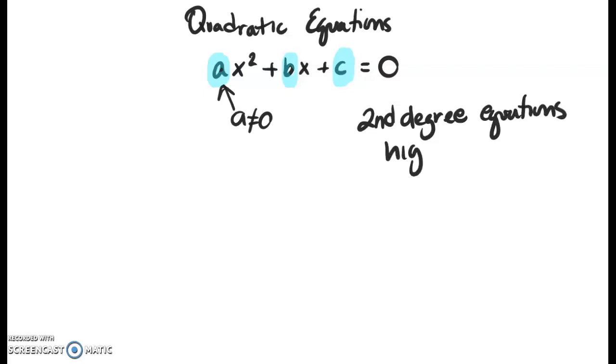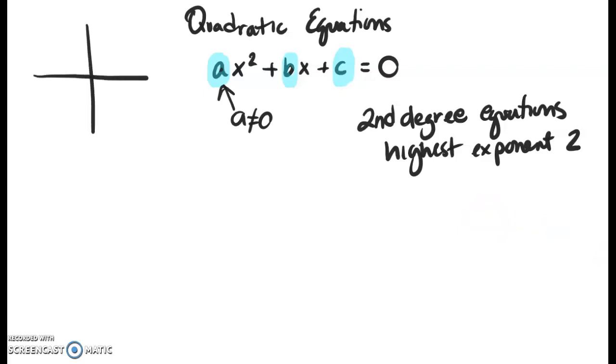And they have a highest exponent that you will see in the equation of 2. When you graph a quadratic equation, you get a shape that looks like this. So this is my XY plane, and you will get this kind of cup shape. It's a U shape, maybe another way to think of it.